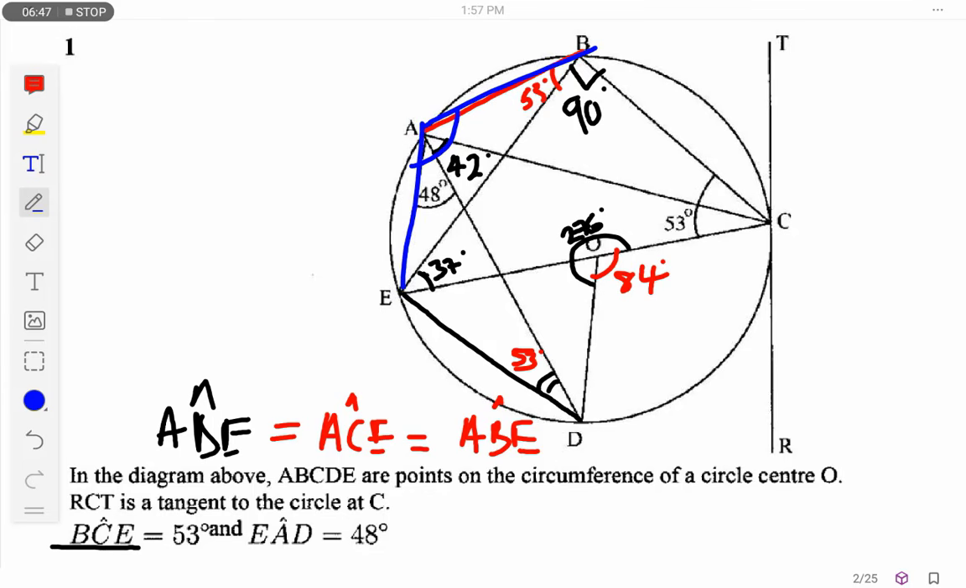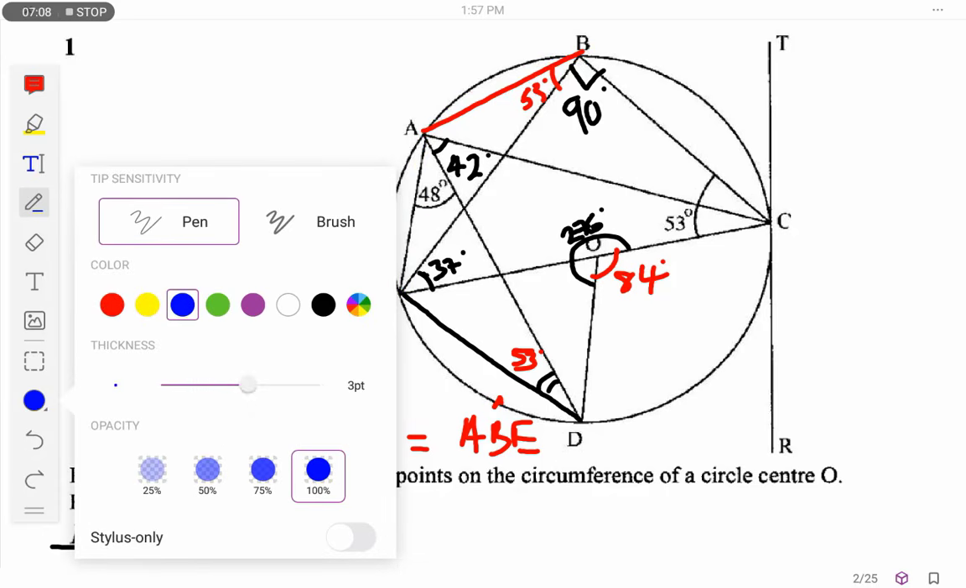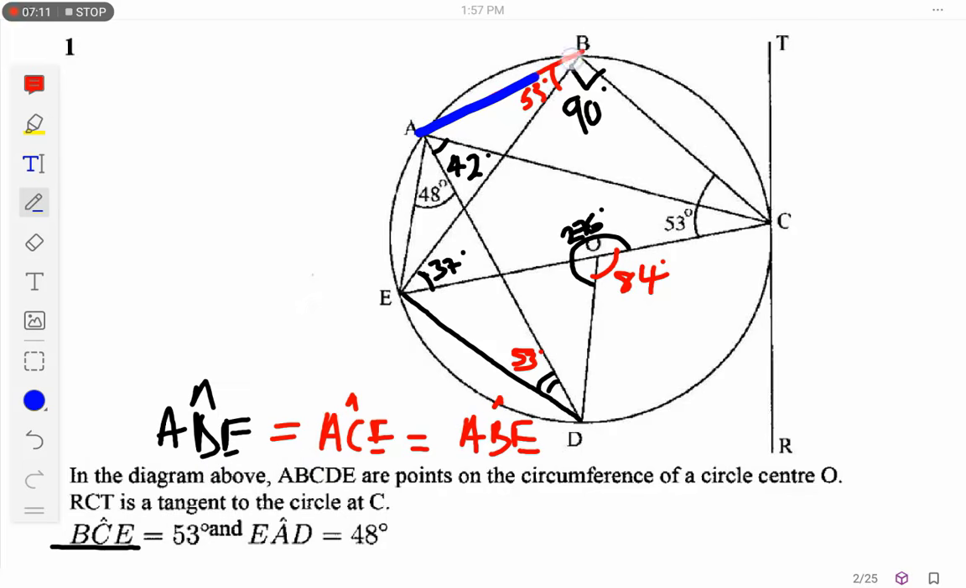Okay, this whole angle there, that's the one that we want to calculate at that point. So for that one, I can use the cyclic quad. Let's use the cyclic quad, guys. Okay, my cyclic quad is this one. There. So this angle and this angle, when you add them together, they add up to 180 degrees.